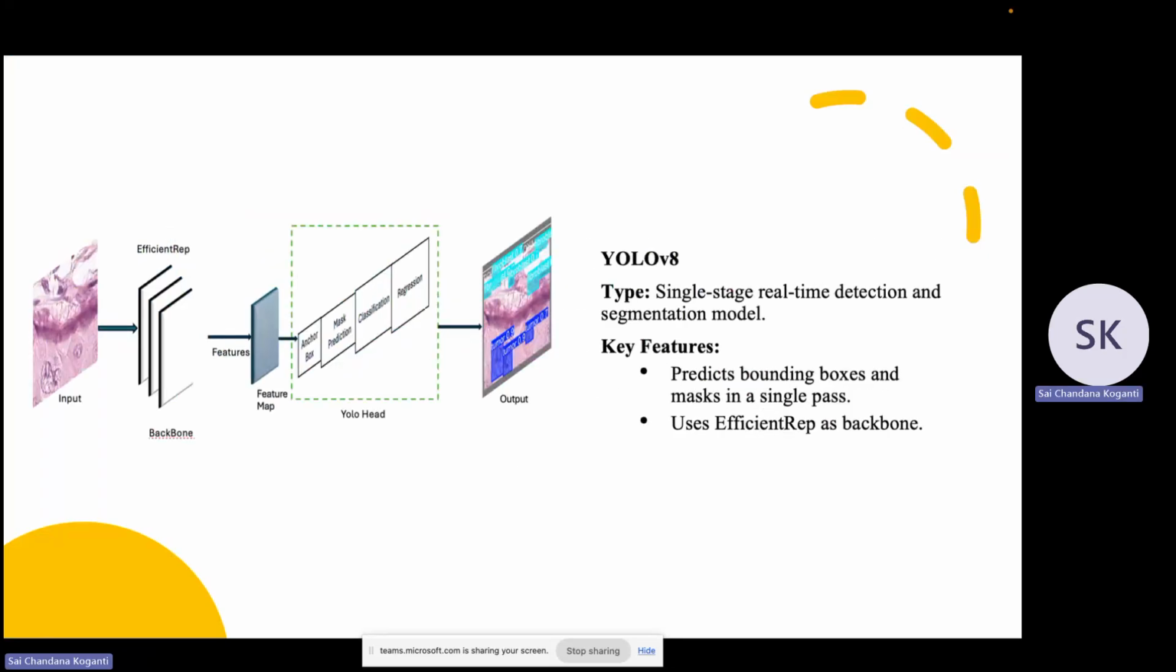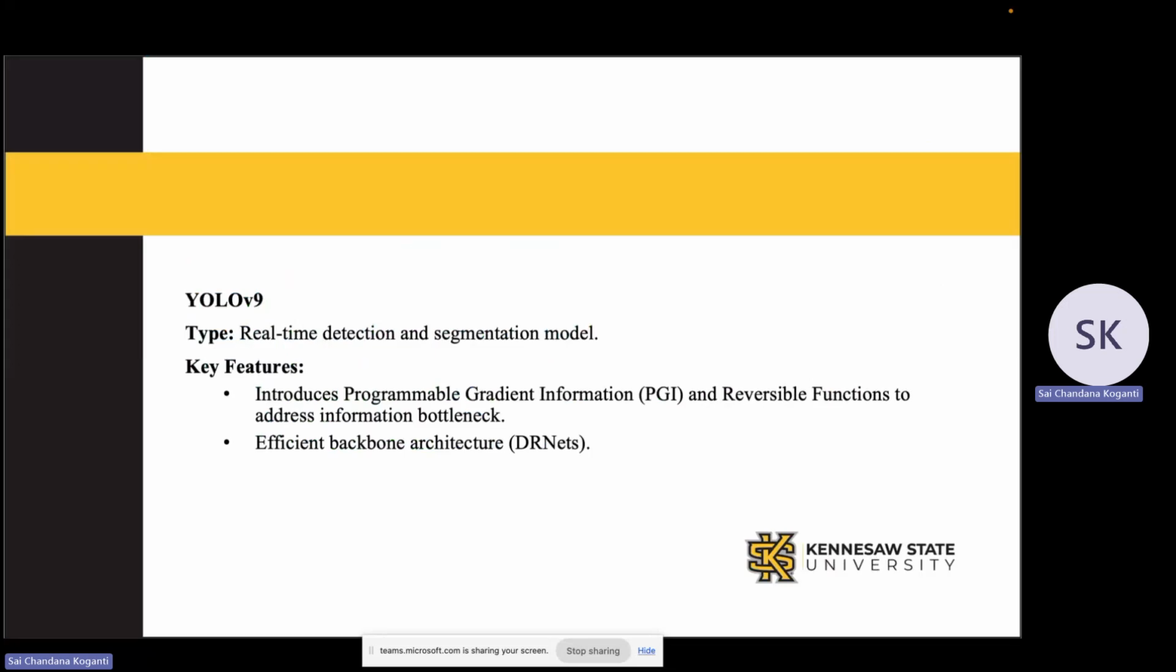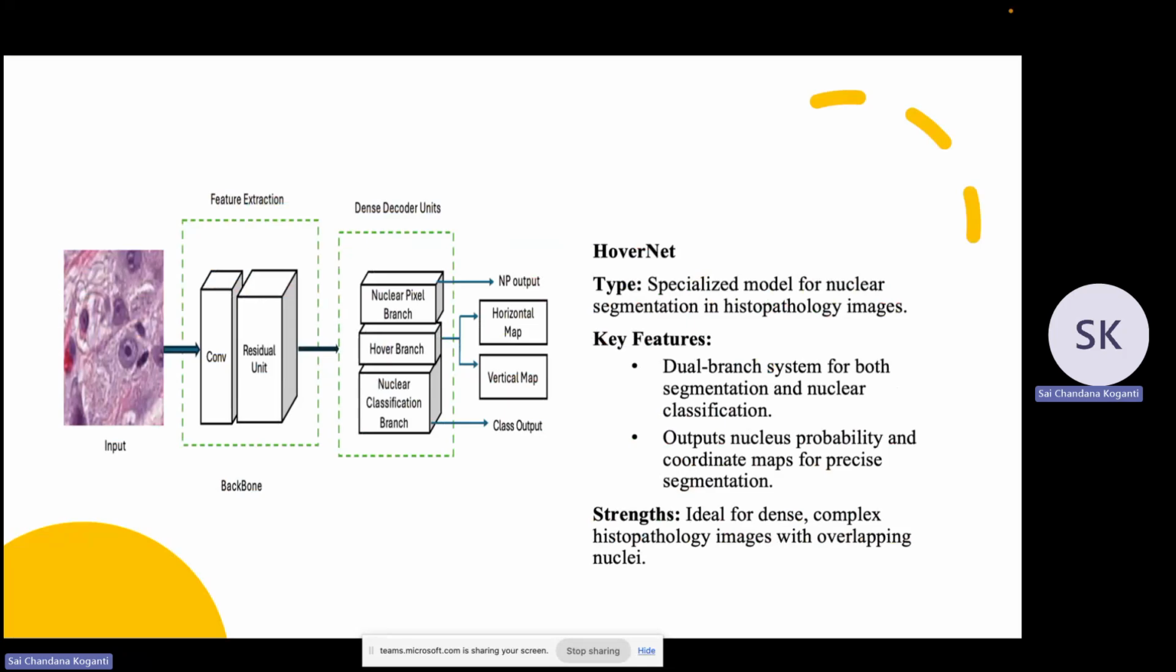Next, YOLO V8. This is known for its speed. This single stage model predicts both bounding boxes and the segmentation mask; I mean, in one pass, it is able to predict both. Next, the YOLO family, but another version, which is YOLO V9. This model introduces enhancements like PGI, programmable gradient information, and a reversible function to handle more information. And then, last but not the least, HoverNet. This model is specialized for dense and complex histopathology images. It has a dual branch design for both segmentation and nuclear classification.